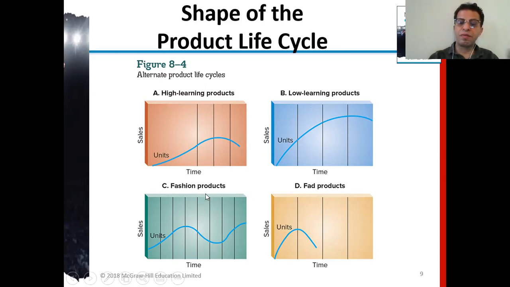If you look at fashion products like clothing, wearables, electronics, they go up and down. If you look at jeans, for example, from the 70s, now people are wearing them again. So fashion goes up and down. And a fad product is like typewriters and CD players. After a while, it just declines totally when a better and more efficient substitute product comes in.